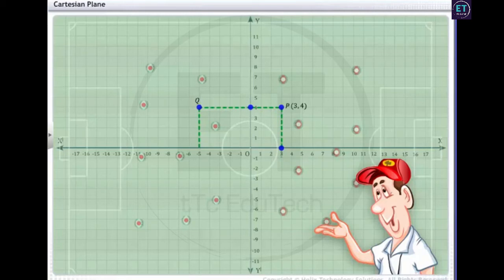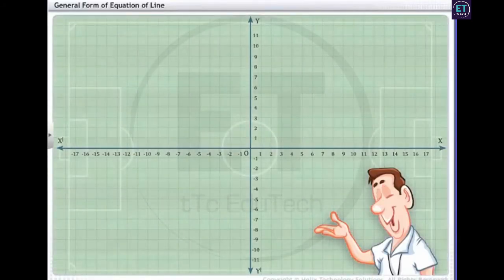The lines meet the X axis at -5 and the Y axis at 4. Therefore, player Q is positioned at (-5, 4). Similarly, you can determine the positions of other players at various points on the field. Let us continue analyzing the positions of players on the football field with the coach.